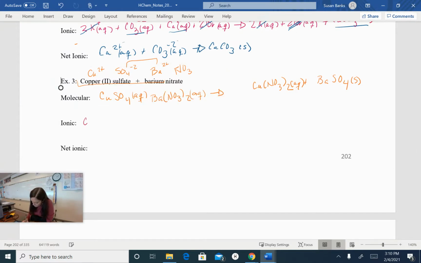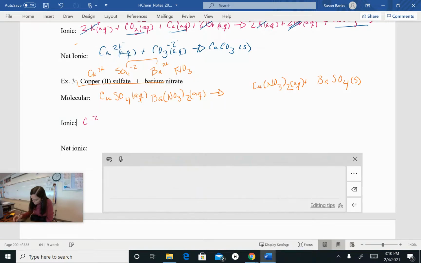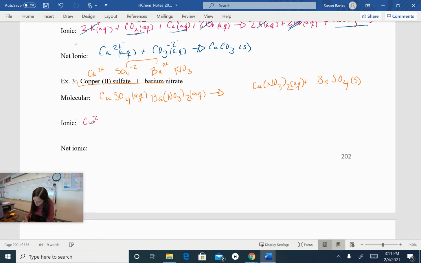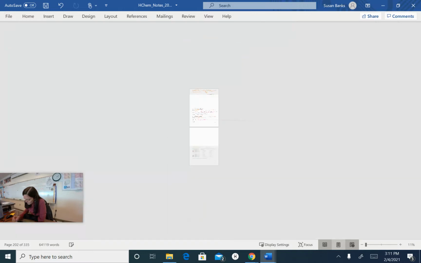So copper 2 sulfate. Copper plus 2 is going to be an ion. The sulfate, negative 2, is going to be an ion. The barium plus 2 is going to be an ion. And the 2 nitrates are also going to be ions. And on the other side, we've got copper plus 2 is going to be an ion.